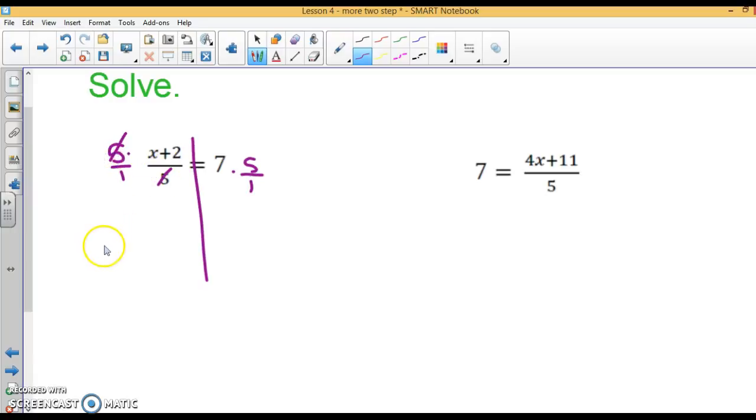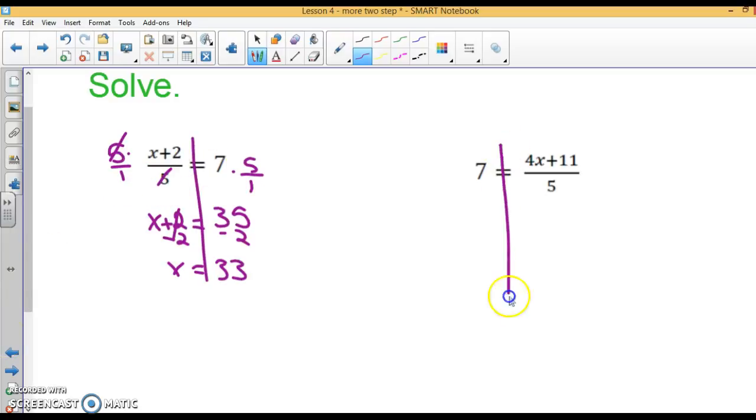5 divided by 5 is 1. So on this side, I'm left with x plus 2 equals 35. Well, one-step equation. Subtract 2 from both sides. X is 33. How can we check? Go back to the original equation. 33 plus 2 is 35, divided by 5 is 7, so we know we're right.